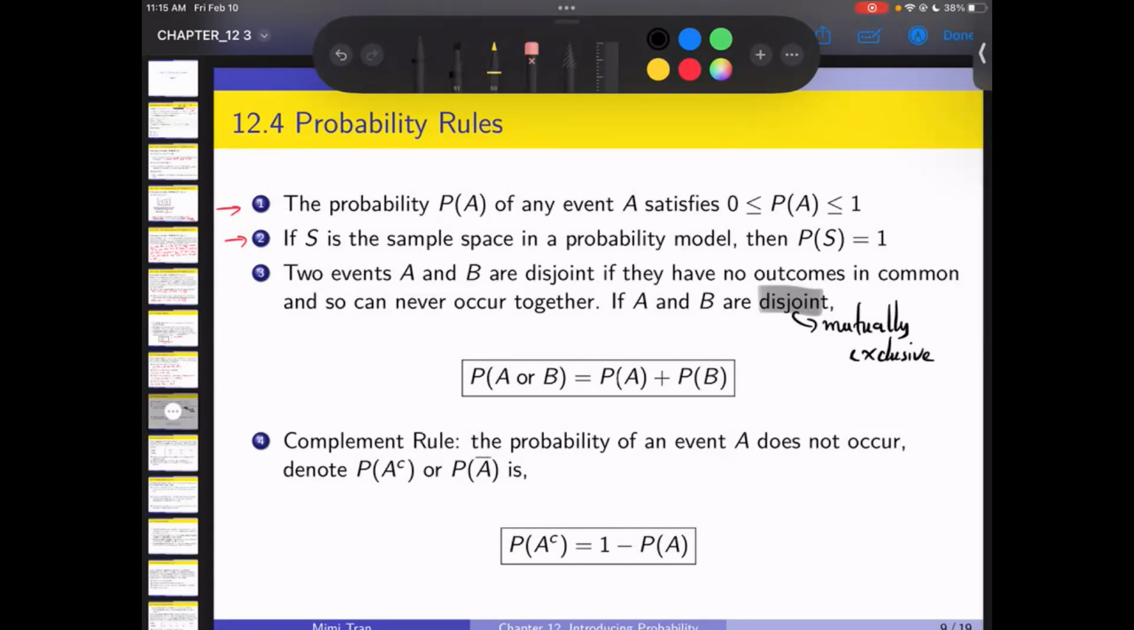For example, it's either raining or not raining. It can't be both. Your flip will be head or tail. Can't be both. Right? Either you get a job or you don't get a job. Right? So things cannot happen at the same time.